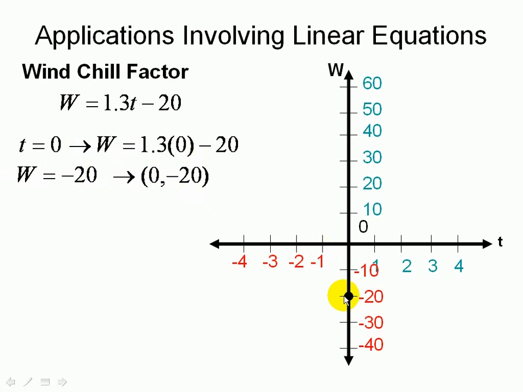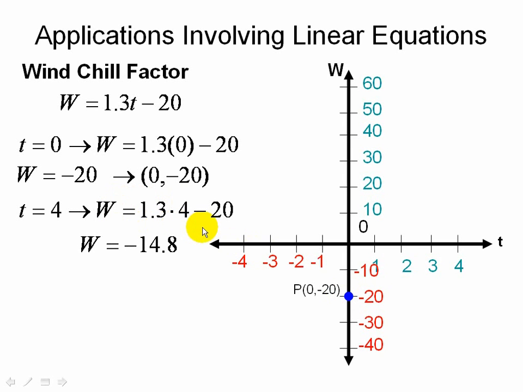We can try another point, since it takes 2 points to determine a line, where T is equal to 4. Substituting again in the above equation yields a wind-chill factor equal to 1.3 times 4 minus 20, or a wind-chill factor of negative 14.8. That yields an ordered pair of 4 and minus 14.8. We plot that point on this graph, and since we have 2 points now, we can draw a line through them.